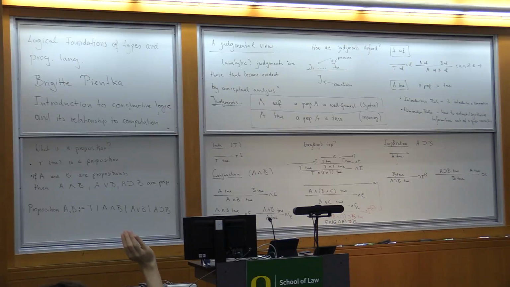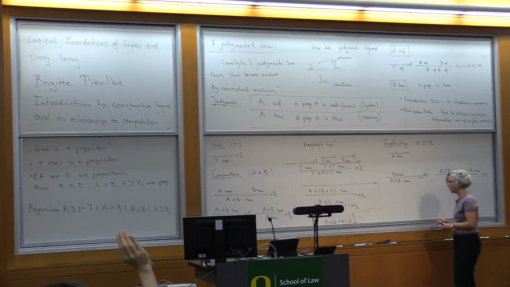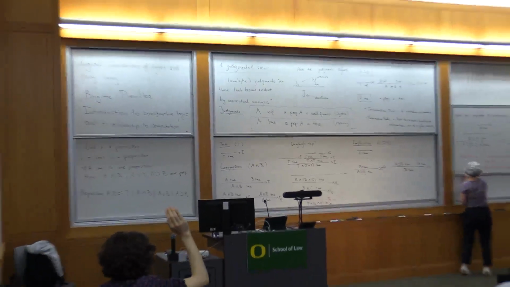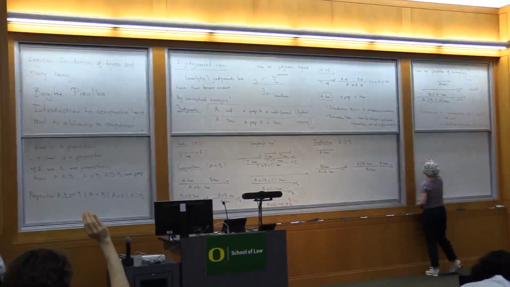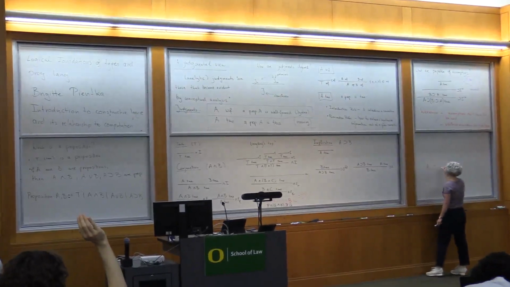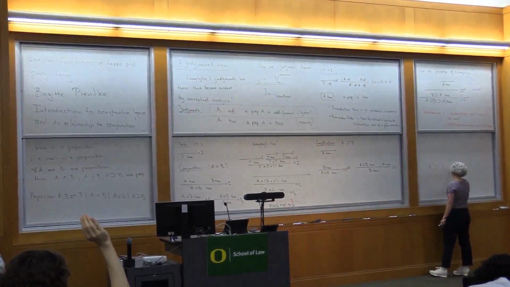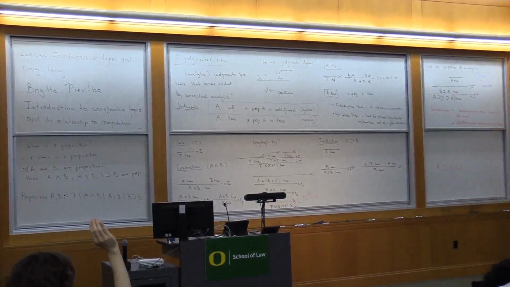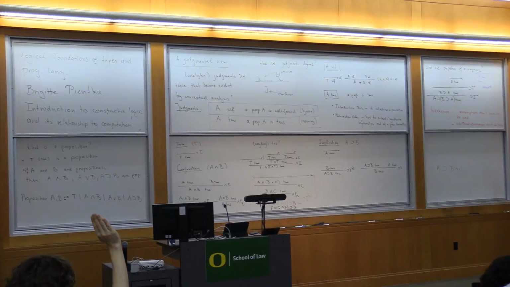Yes? At the moment, it seems like every well-formed proposition is true because we don't have a false value. Oh, well, but there are some things you still can't prove. So, for example, you cannot prove A implies B and C. I have no way of actually saying that this is a true proposition.